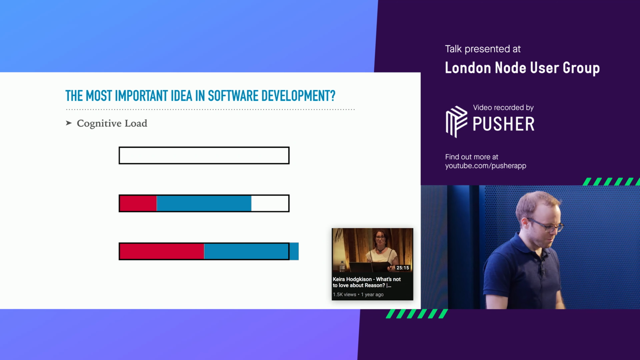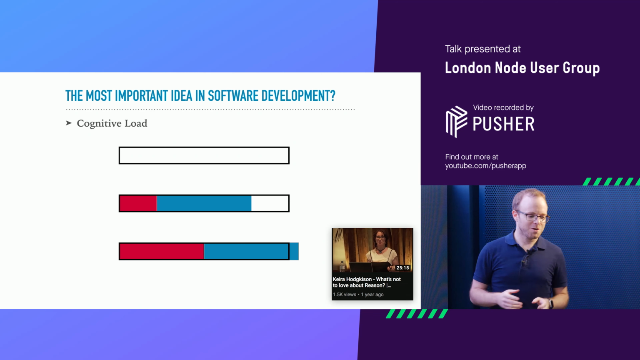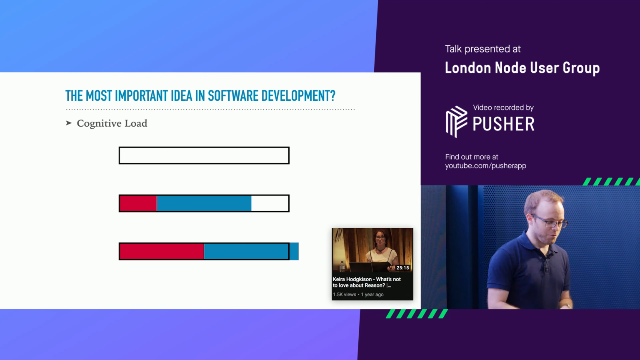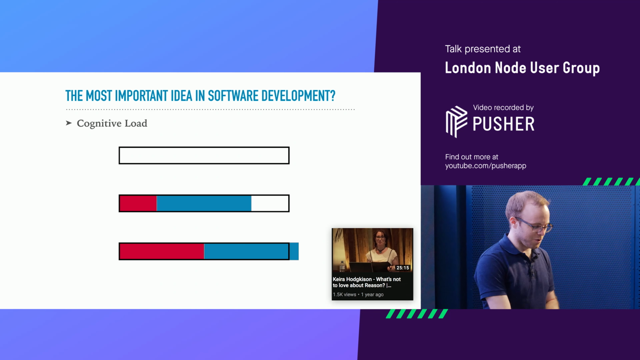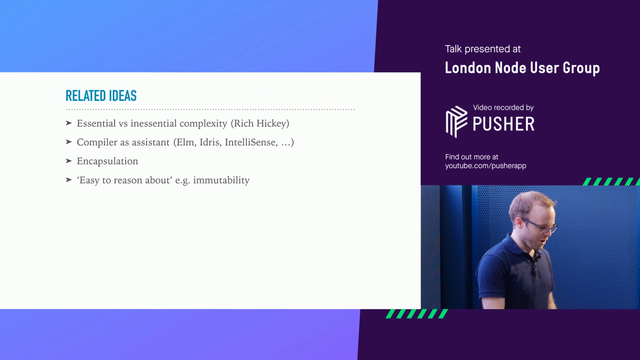And I think often the problem is the stuff in red gets so hard and so complex that we simply don't have enough energy to accomplish the task we want to. If you want to learn more about this, Kira Hodgkinson's talk at ReasonConf last year is great. You should catch it on YouTube.